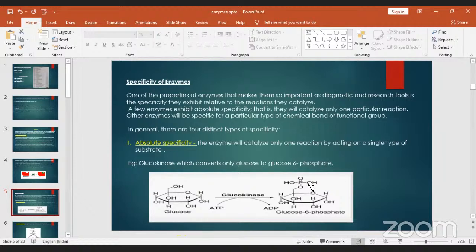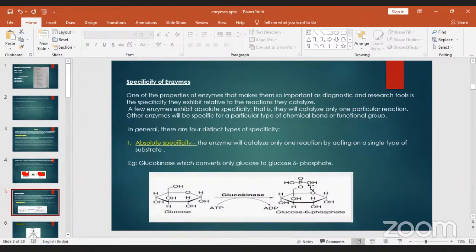So these act on a particular substrate. For example, the enzyme sucrase catalyzes the hydrolysis of only sucrose and no other substrate. It means enzyme reactions are specific. One enzyme catalyzes only one specific reaction. It means specificity is one of the important properties of enzymes.